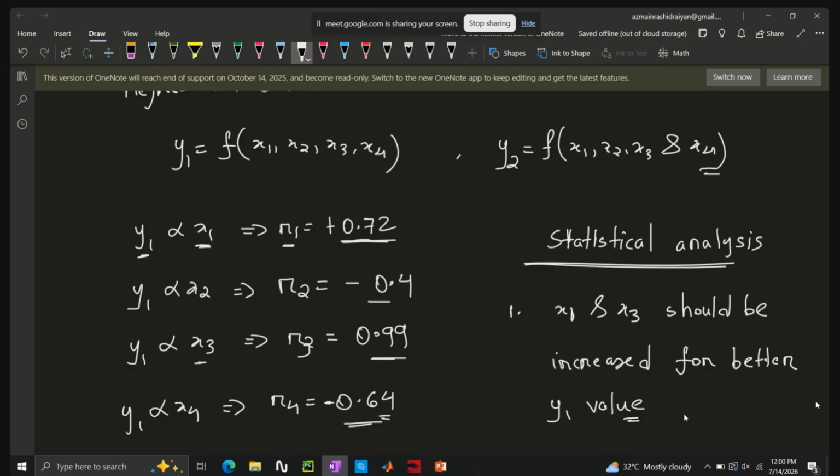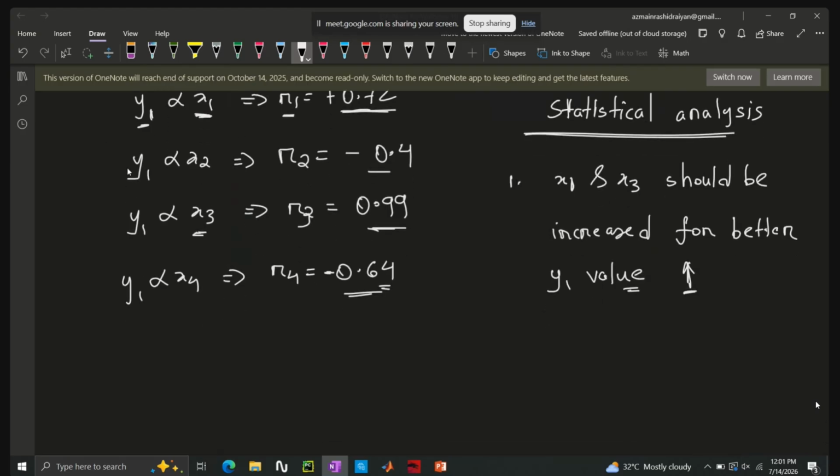So for any power plant, the thermal efficiency is definitely a desirable property, right? You want the thermal efficiency as high as you can. Here, I am denoting thermal efficiency as Y1, and I can see that the correlation of thermal efficiency with X1 and X3 is a positive one. So if I increase the X1 and X3 value, my thermal efficiency value will increase. That is why I can conclude that X1 and X3 should be increased for a better thermal efficiency value.